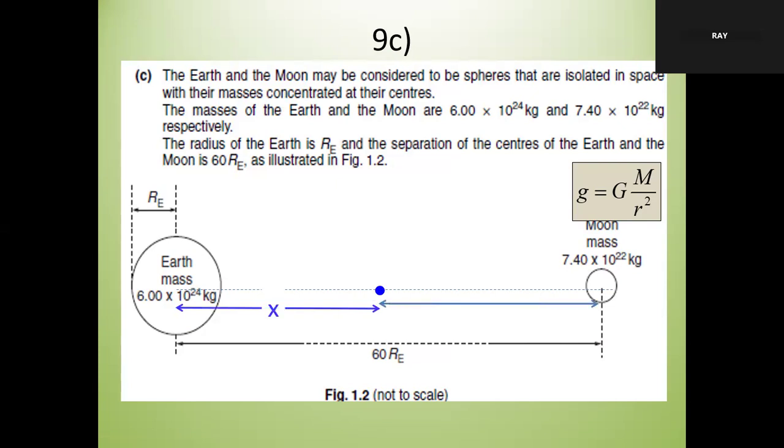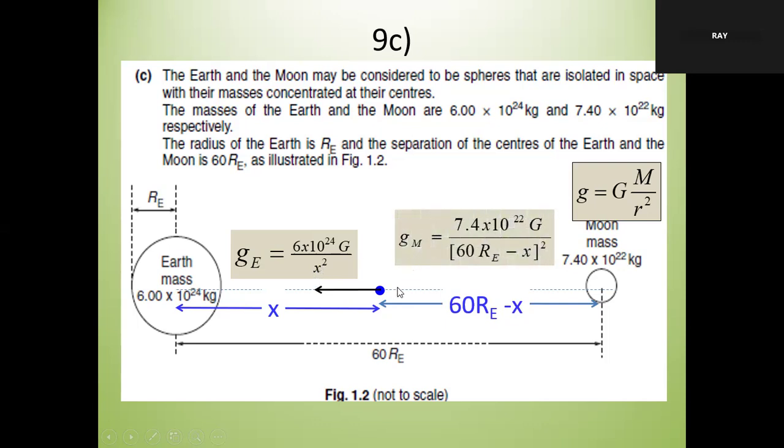At distance x from the Earth, then the distance from the Moon should be 60 RE minus x. That's the gravitational field strength of the Earth, using this formula. Mass of the Earth is given, G we can put as G, then this is your x squared. Then the gravitational field strength of the Moon is there. Both of them are in different directions. They are vector quantities, so there is a point where the two are equal, so the gravitational field strength is 0. Okay, now? Okay.